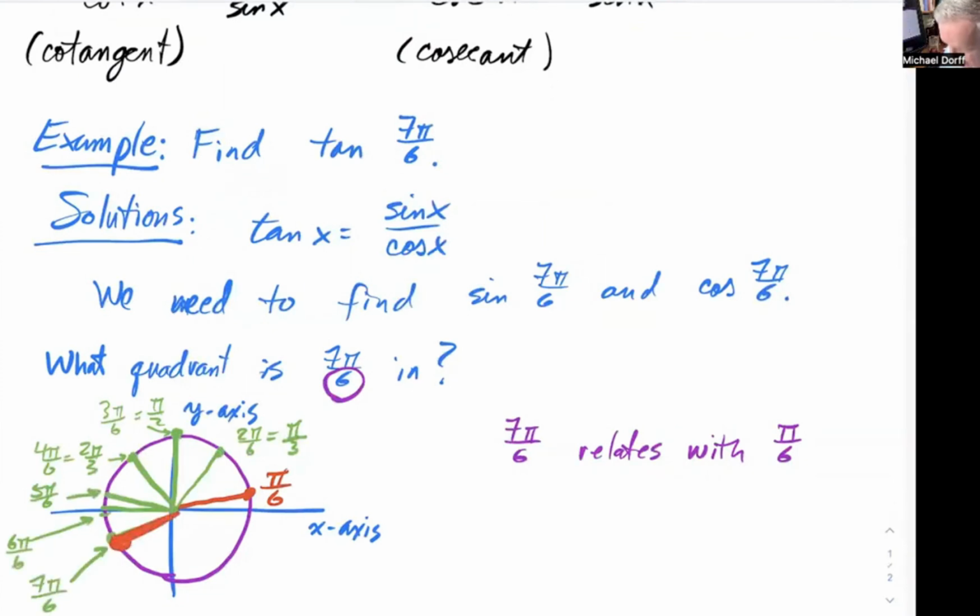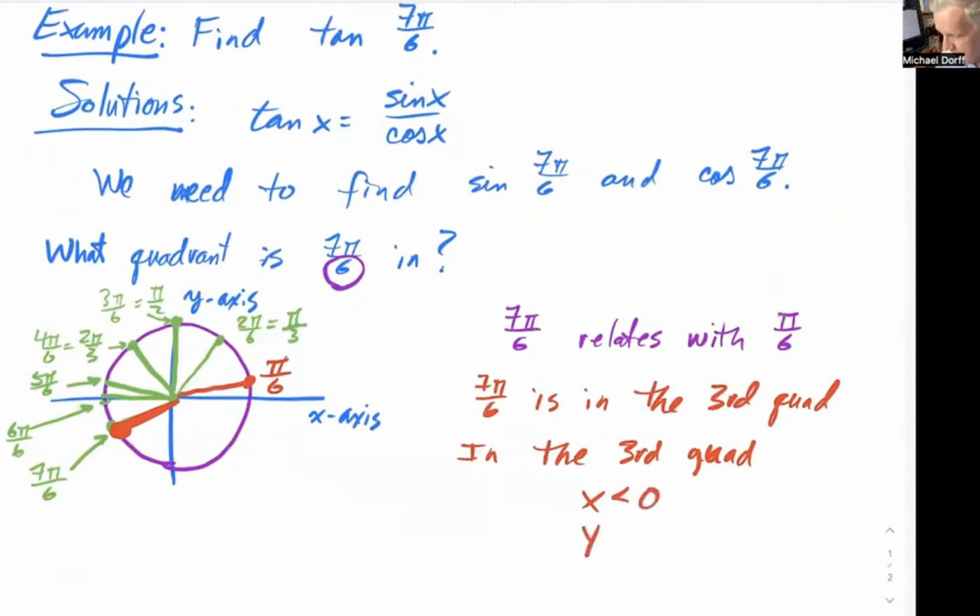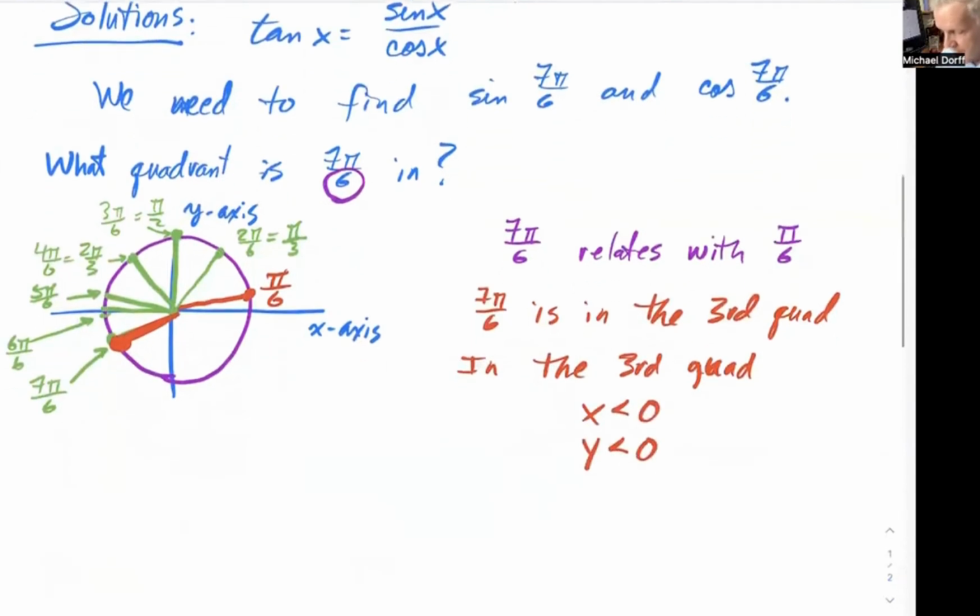7 pi over 6 is in the third quadrant, and we know in the third quadrant, x is less than 0 and y is less than 0. So my sine is going to be less than 0 and is going to be negative, and my cosine at 7 pi over 6 is going to be negative.